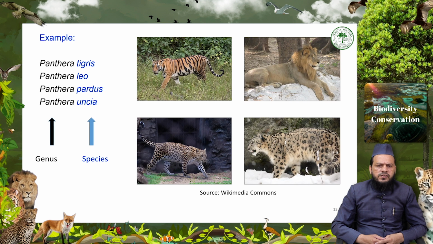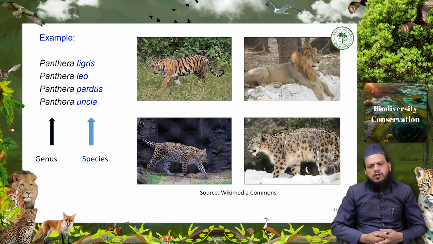The concept of genus and species, exemplified by the given biological names Panthera tigris, Panthera leo, Panthera pardus, Panthera uncia, illustrates the hierarchical classification system used in biological taxonomy. In this system, Panthera serves as the genus, representing a group of closely related big cats sharing common characteristics. The second part of each name, such as tigris, leo, pardus, and uncia, designates the specific species within the Panthera genus.